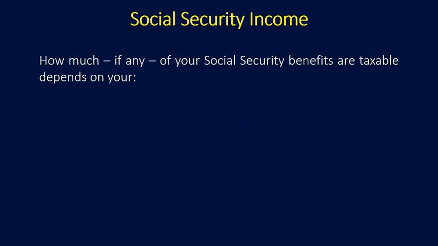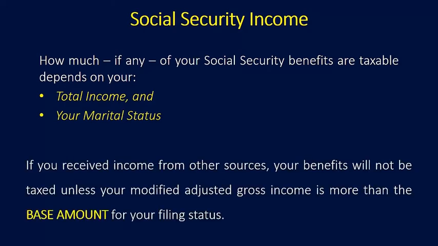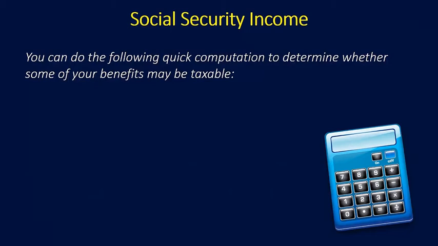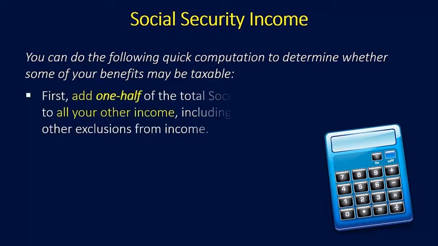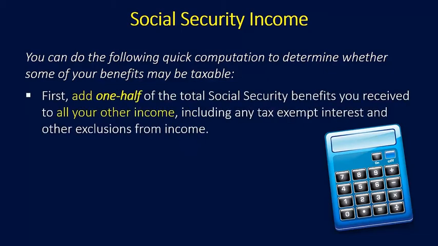How much, if any, of your Social Security benefits are taxable depends on your total income and your marital status. If you received income from other sources, your benefits will not be taxed unless your modified adjusted gross income is more than the base amount for your filing status. You can do the following quick computation to determine whether some of your benefits may be taxable. First, add 1/2 of the total Social Security benefits that you received to all of your other income, including any tax-exempt interest and other exclusions from income.